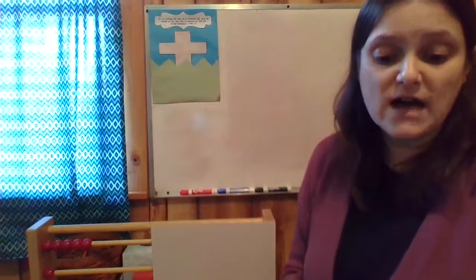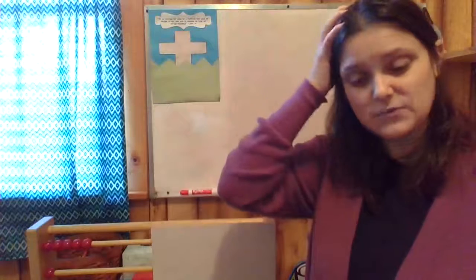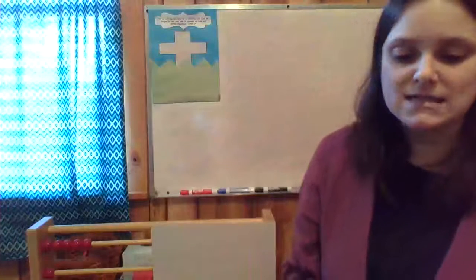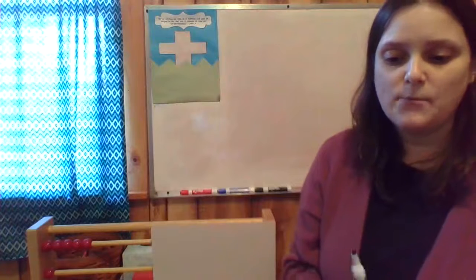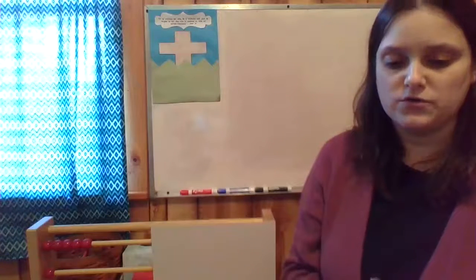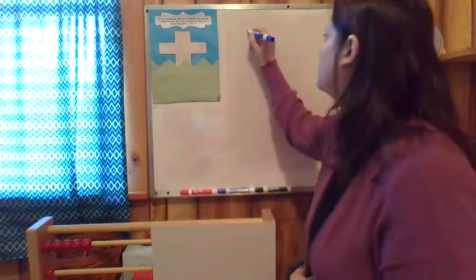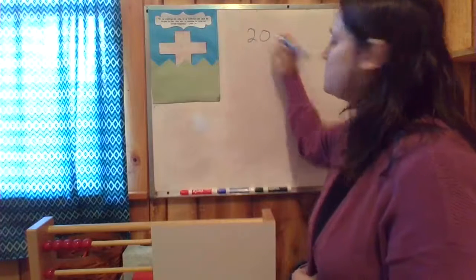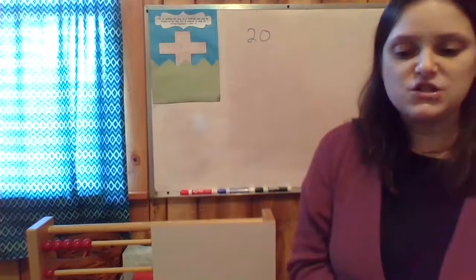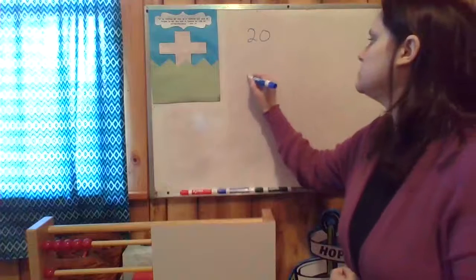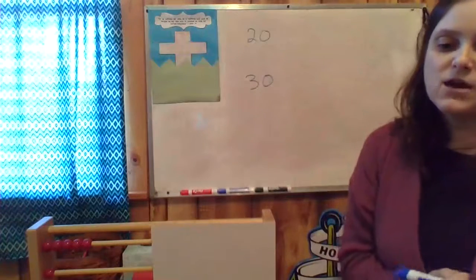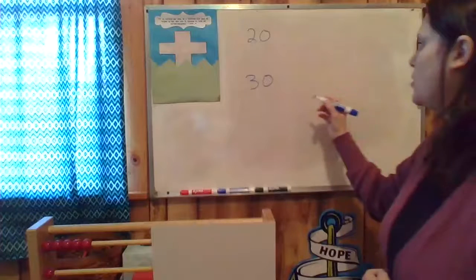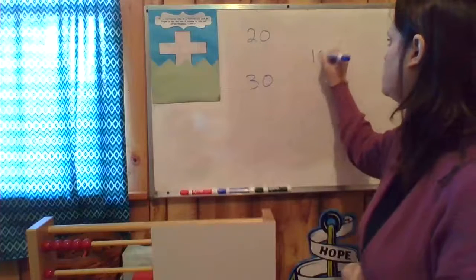Okay, so number 5 is the challenge. So put on your thinking caps. We're going to think really hard. It said Sarah had some marbles. She got 20 more marbles for her birthday. Okay, so I'm going to put 20 up here. And she got 30 marbles at the store. So now I'm going to put a 30. Now Sarah has 100 marbles. So now we've got a 100.